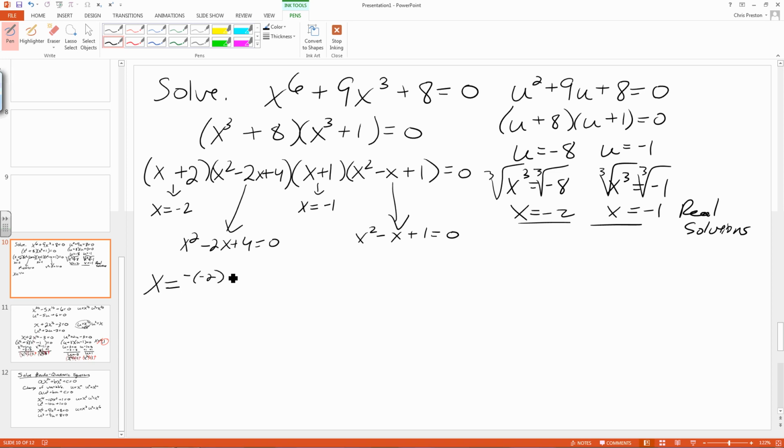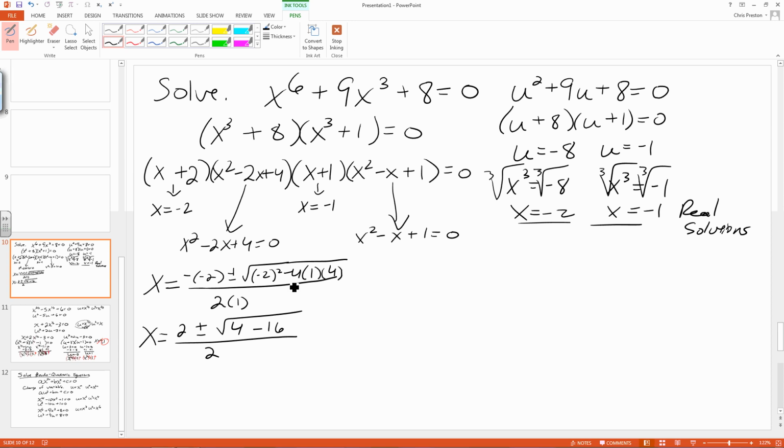So negative b plus or minus the square root of b squared minus 4 times a times c, all over 2 times a. So x equals 2. That's a 4 minus 16. 4 minus 16 is negative 12, which is 4 times 3, so 2i root 3, because of the negative, that's where the i comes from. So 1 plus or minus 2i root 3 divided by 2 is, the 2's are going to cancel out, so you're going to get i root 3.